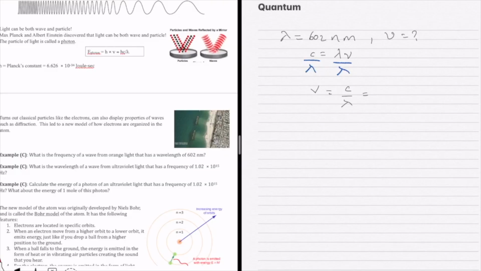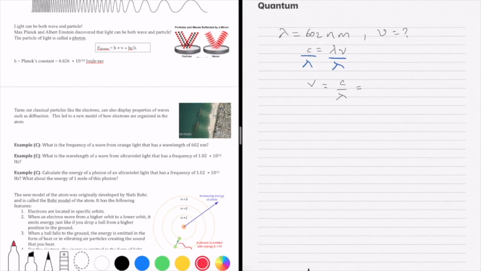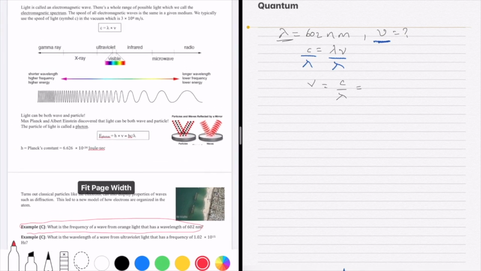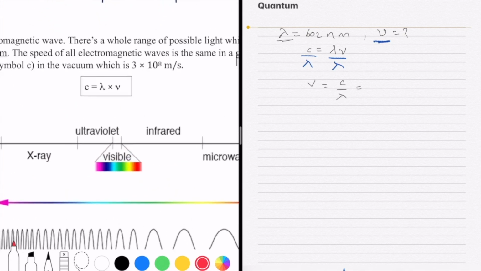Okay, so let's now work on one of the examples on how to use the formula that I've showed you in the previous discussion. So the example I'm going to go through is this one right here that says what's the frequency of a wave from orange light that has a wavelength of 602 nanometers. So we're given wavelength or lambda, 602 nanometers, and we're asked for frequency or nu. And the way you want to approach this is you want to go back to one of the equations, which is this equation right here for light, where c is equal to lambda times nu. C, remember, is the speed of light.